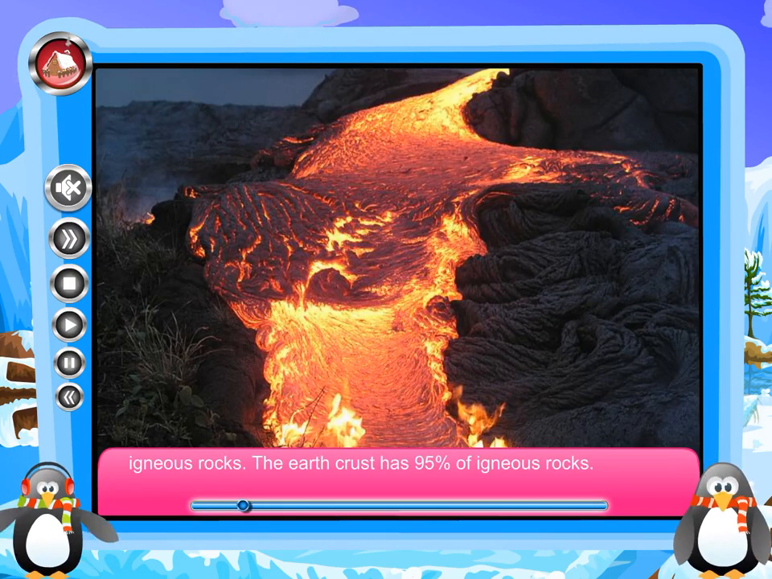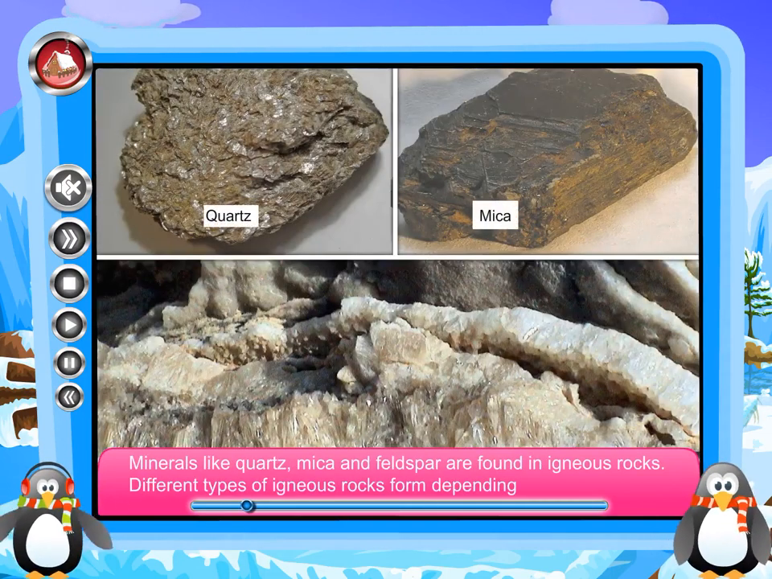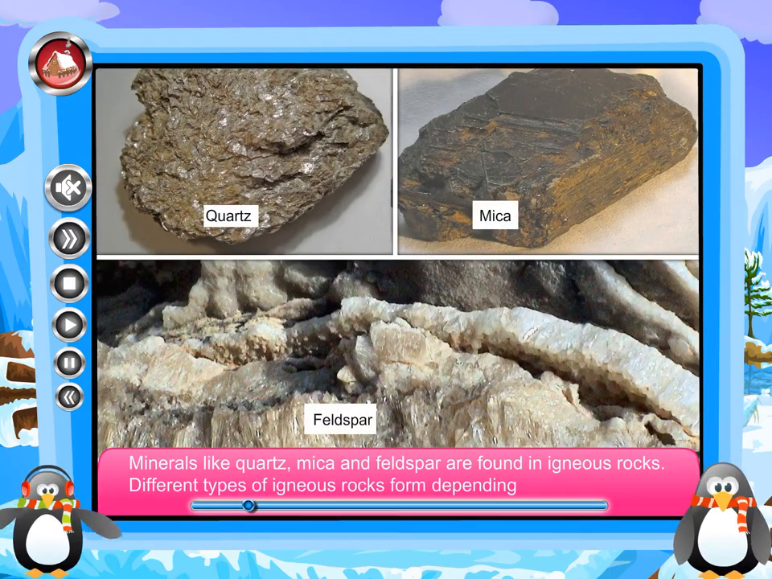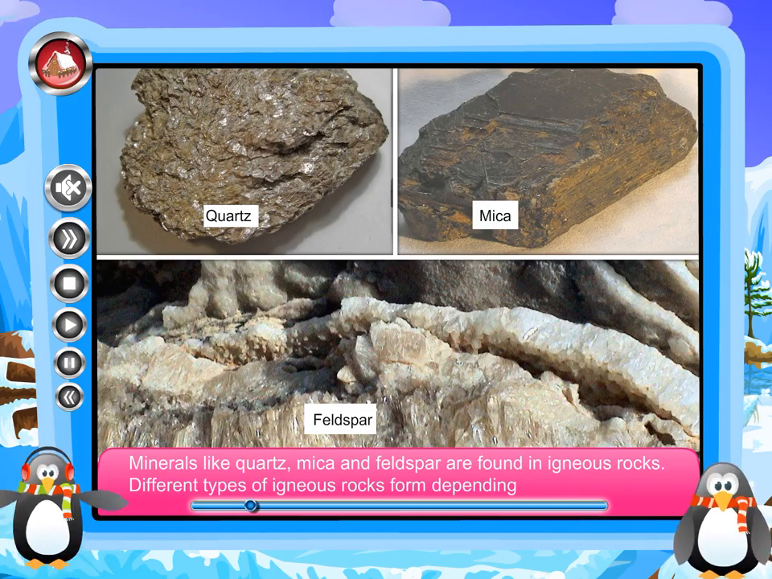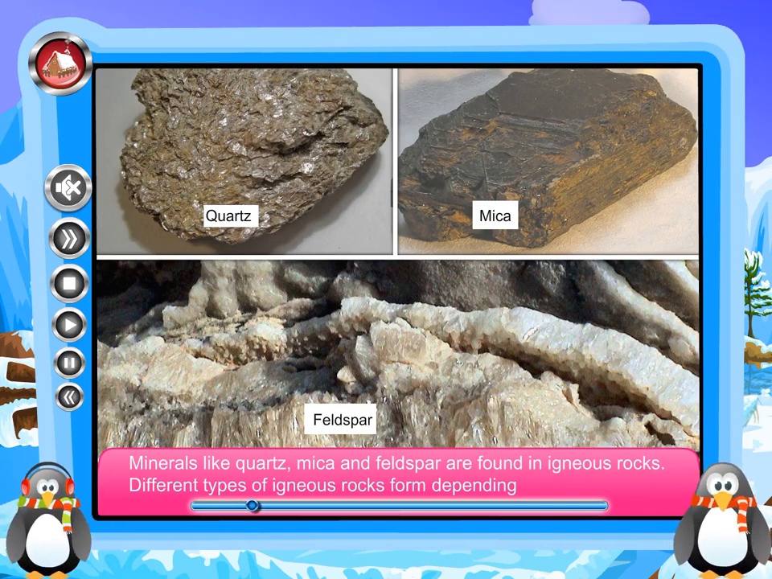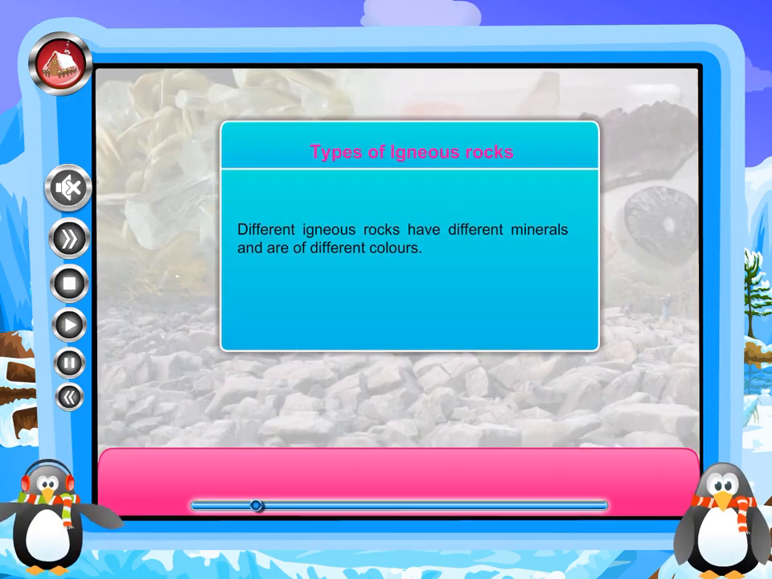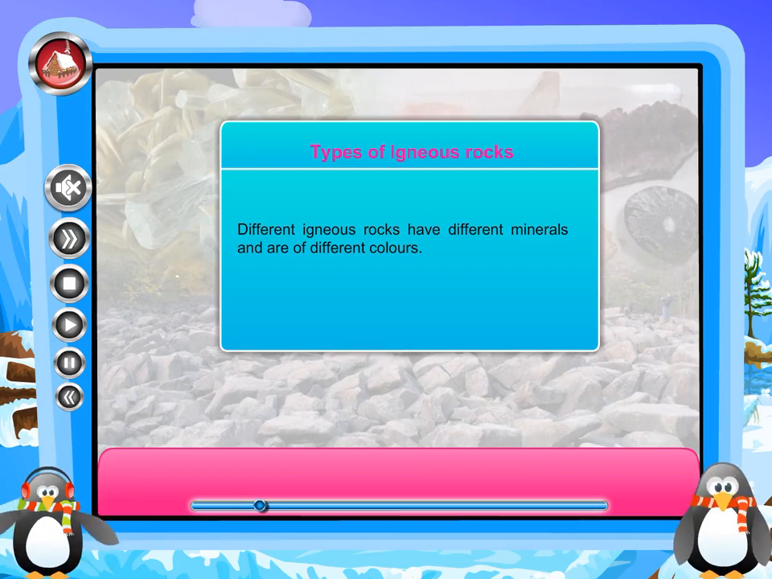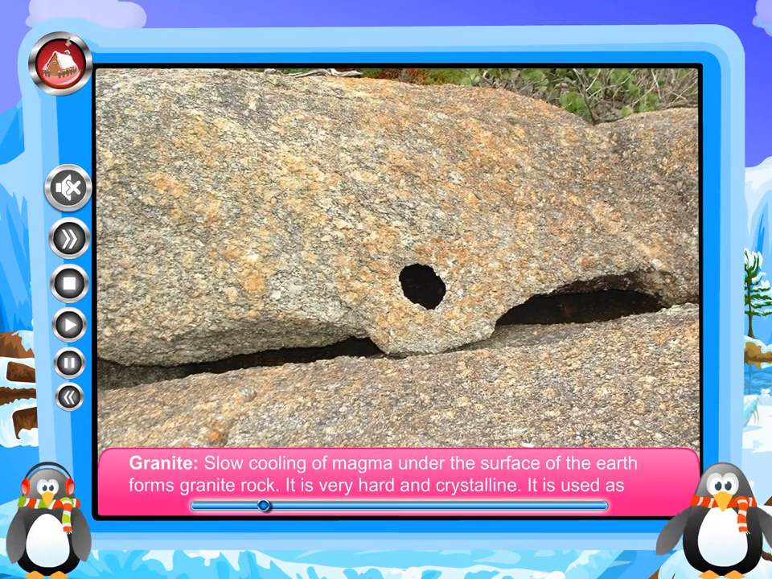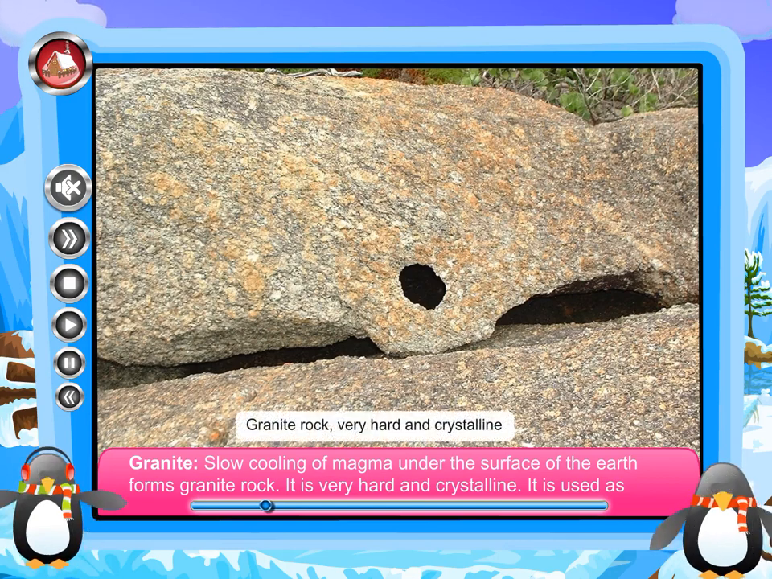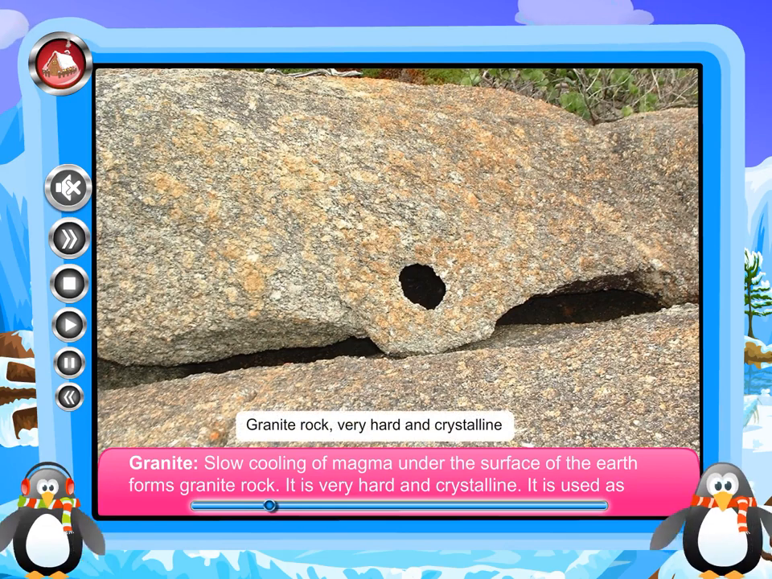The earth crust has 95% of igneous rocks. Minerals like quartz, mica, and feldspar are found in igneous rocks. Different types of igneous rocks form depending on how magma cools. Types of igneous rocks. Different igneous rocks have different minerals and are of different colors. Granite. Slow cooling of magma under the surface of the earth forms granite rock. It is very hard and crystalline.